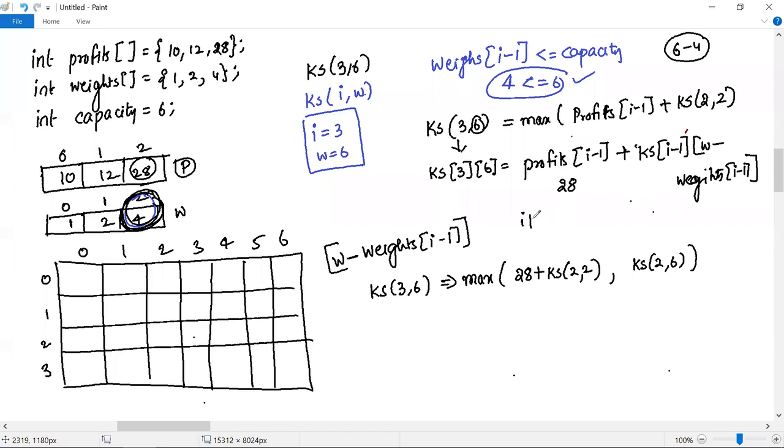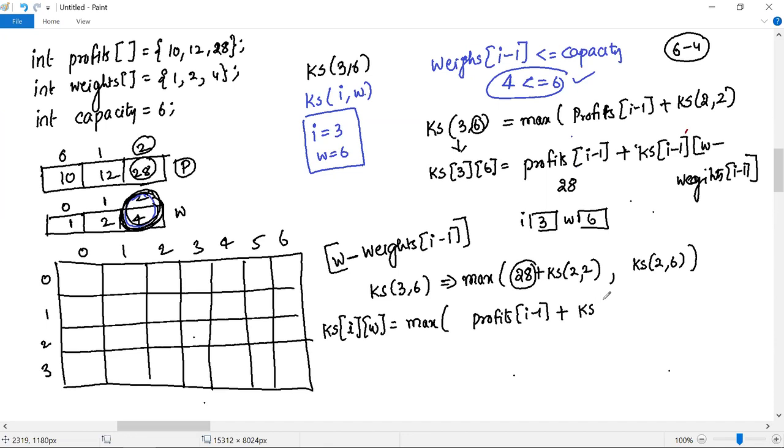So here the i value is 3, the W value is 6. Now, how did you get 28? The 28 is in the second location of the profit array, right? So KS of i, w is equal to max of profit of i minus 1, which is 28, plus KS of these two. How did you get i minus 1? You remember the expression?